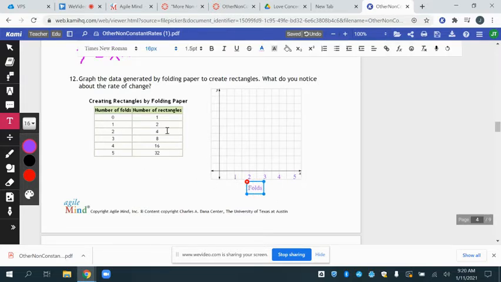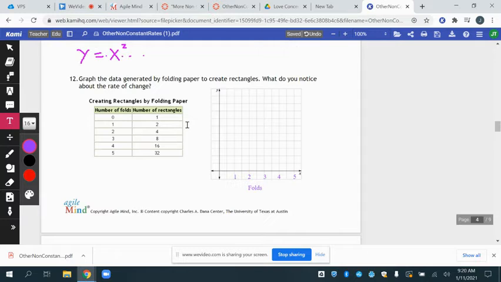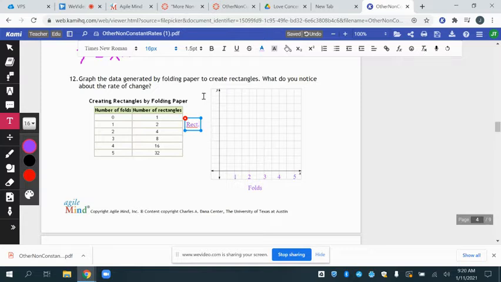Now we're going to do our number of rectangles. And let's see, that's got to go up to 32, 10, 20, 40. That seems close enough, and I'm feeling lazy. So 10, 20, 30.